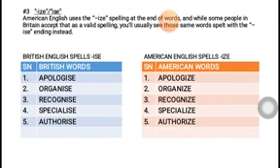Now, the third area of spelling difference between British and American English. American English uses the IZE spelling at the end of words, and on the other hand, the British accept ISE ending instead. Let me repeat that.